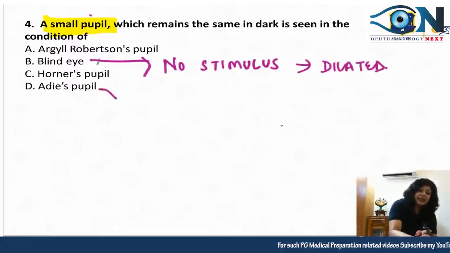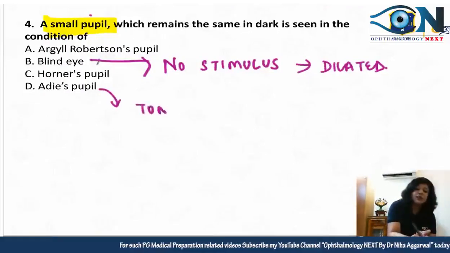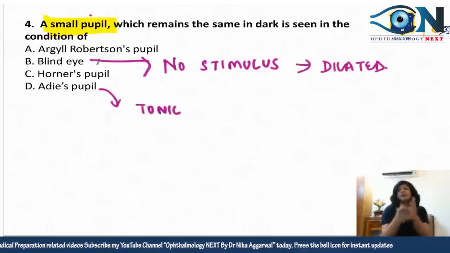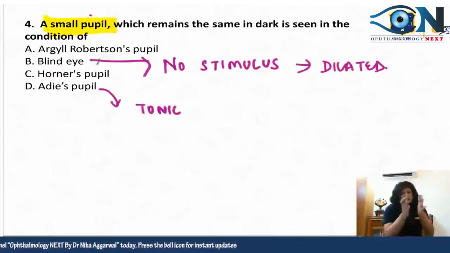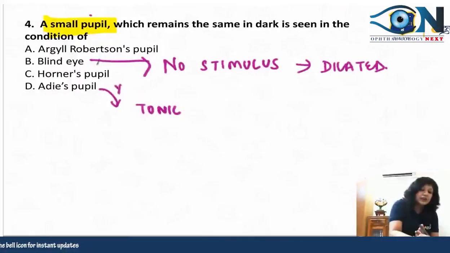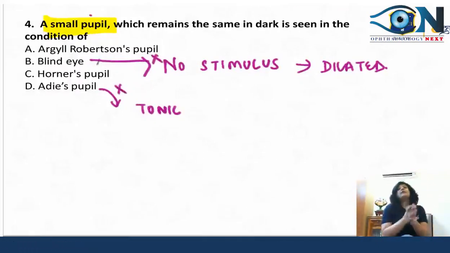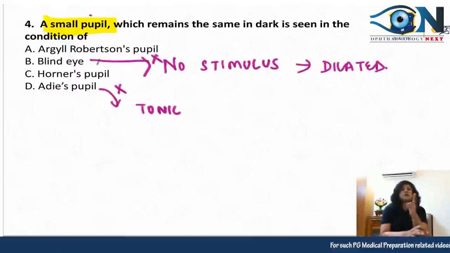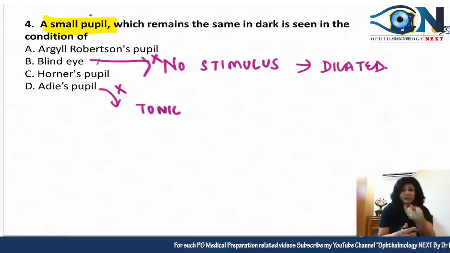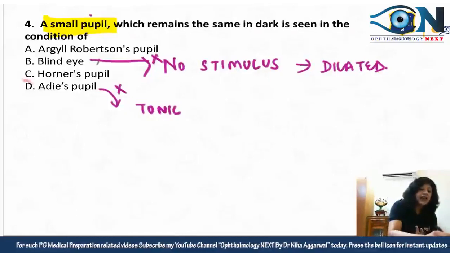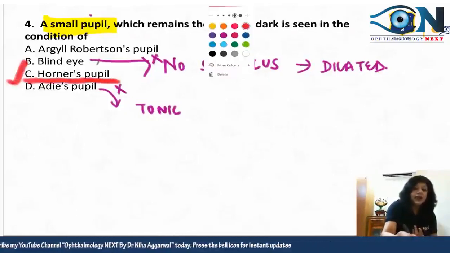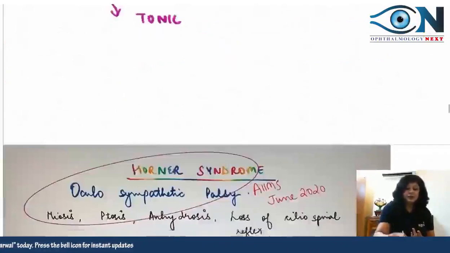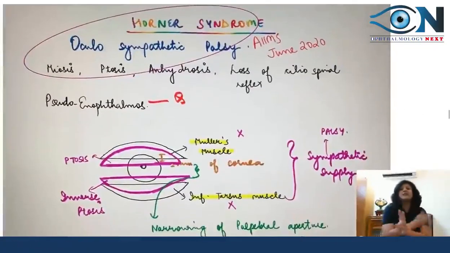So a small pupil will not be found in cases of a blind eye. Then if you see the Adie's pupil, this is also a tonic pupil, and basically you are getting all the reflexes absent. That is why it is called Adie's tonic pupil. So these two conditions are ruled out. You cannot have these because you are not getting a small pupil here. Now you are left with two things. The answer here is actually the Horner syndrome, and let us see how. Now if you remember what we discussed in the classes, Horner syndrome is actually an oculosympathetic paralysis.